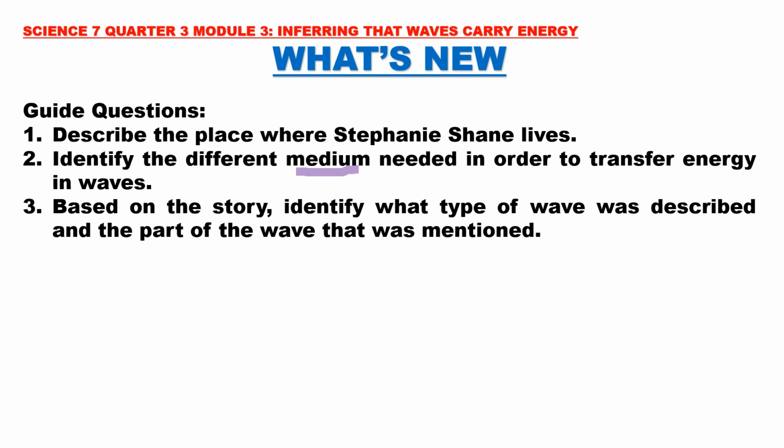And number 3, based on the story, identify what type of wave was described and the part of the wave that was mentioned. So the type of wave that was described is a water wave, and the part of the wave that was mentioned is crest.